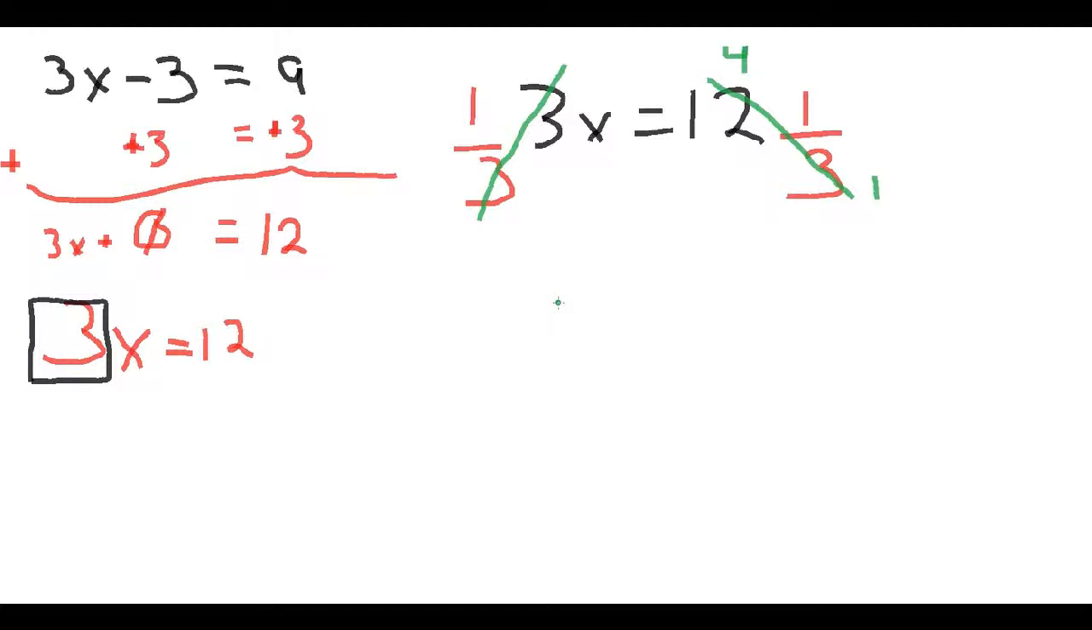So we're left with x equals 4 over 1, or simply 4. So that's how we would do that problem. Now, the second problem it gave us was a little bit different, but it's the same principle, and we'll go over that.